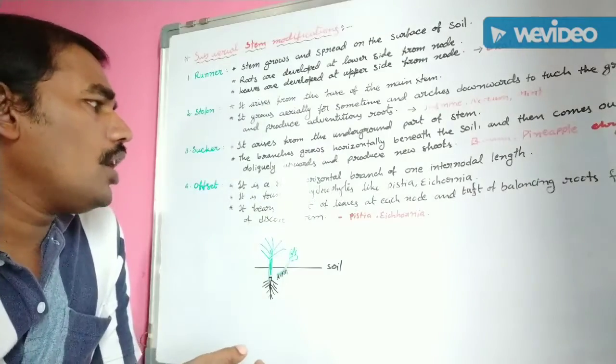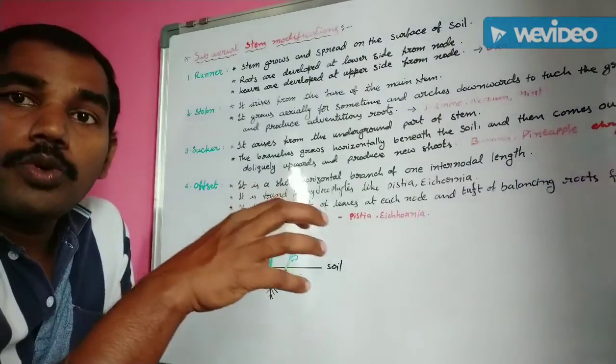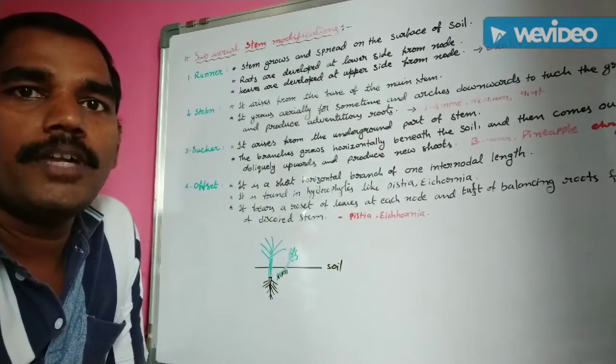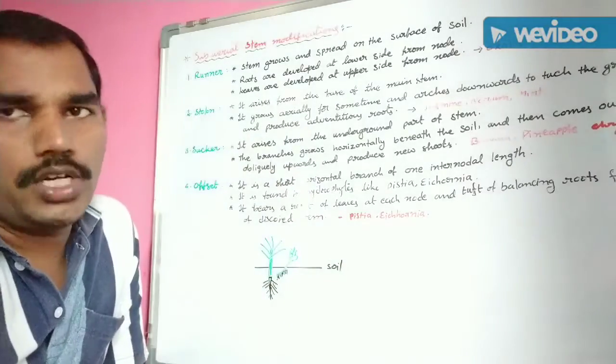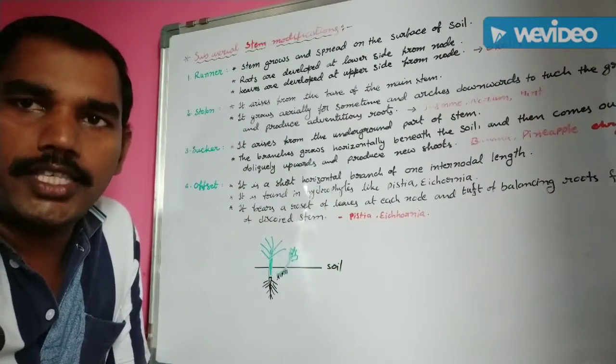Understand? This type of lateral branch is mainly produced from the underground part of the stem. Remember this one, underground part of the stem. Examples: banana, pineapple and chrysanthemum.